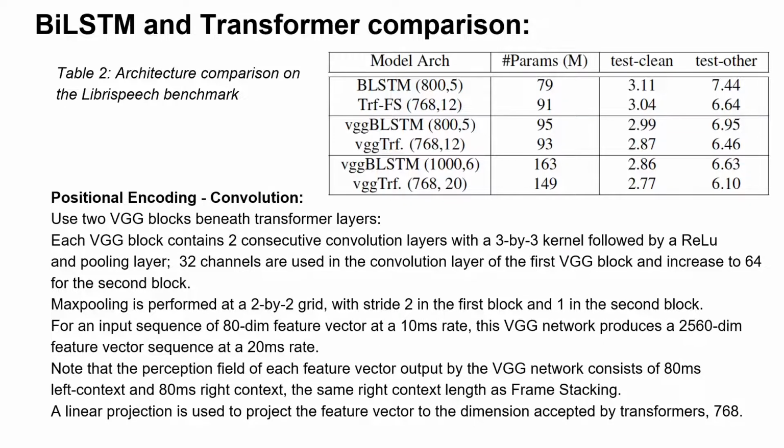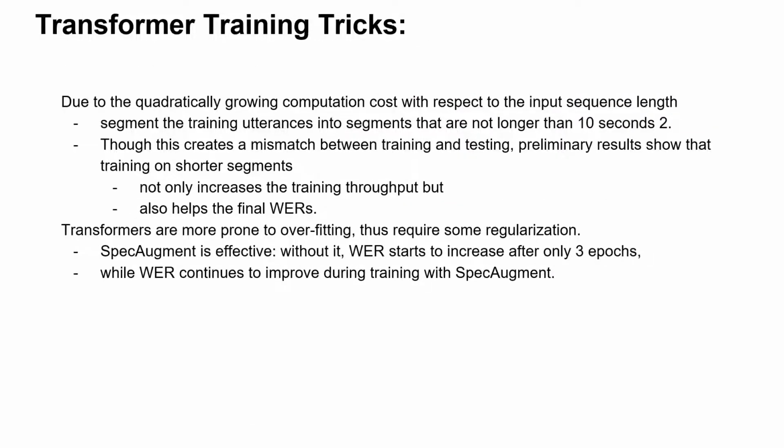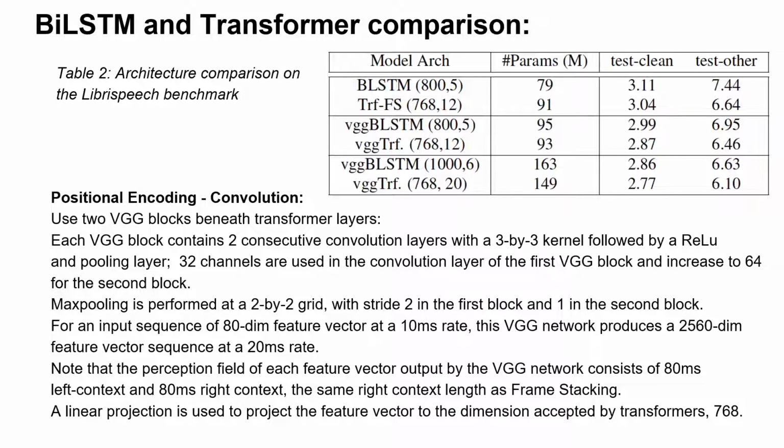So in this slide, there is a comparison of BiLSTM and transformer models. In the case of the transformer, we need to tell the system what the position is, and this kind of positional encoding is provided. There are two types of encodings provided: one is convolution based, and the second one is VGG based. So here the comparison is between the BiLSTM and the VGG positional encoding BiLSTM.